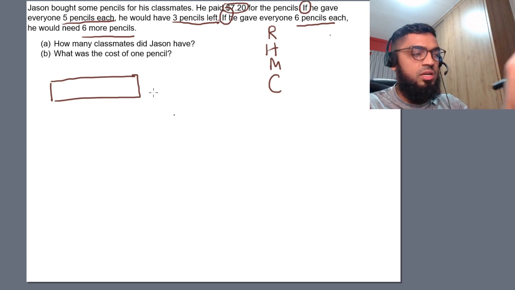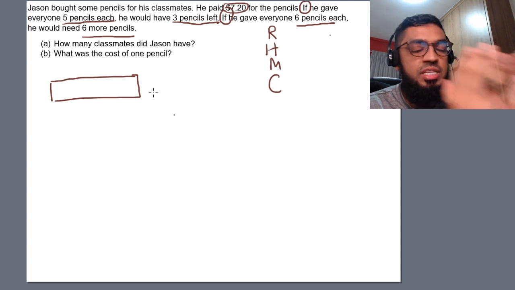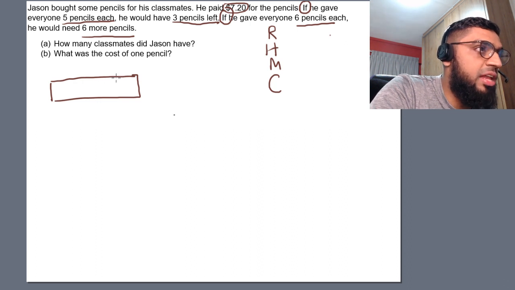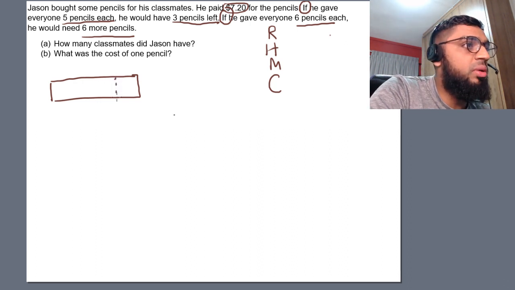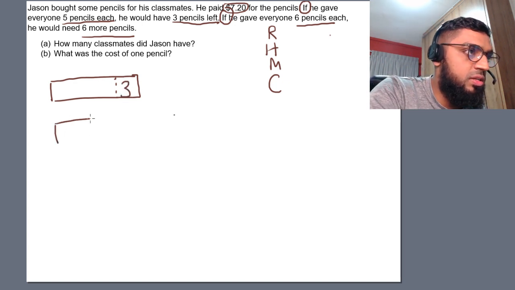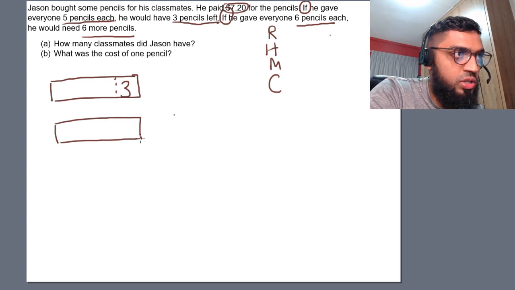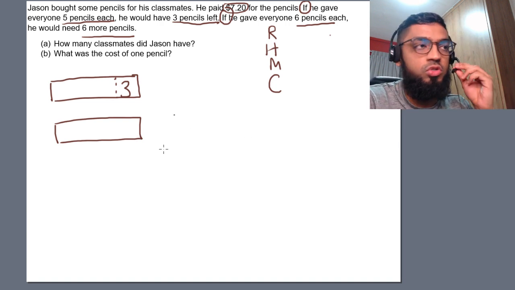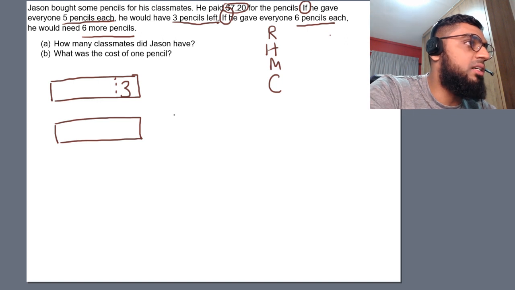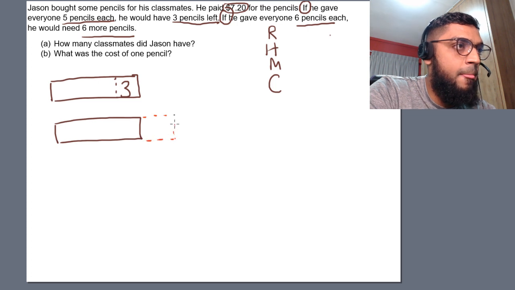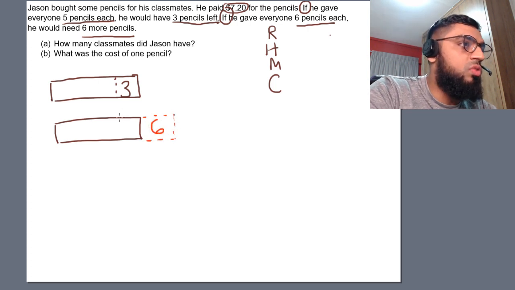Let's say this model that I've just drawn is the number of pencils that he actually has. If he gave 5 to each of his friends, he will be left with 3 pencils right here. In the second case, he still has that same number of actual pencils. But if he were to give 6 pencils to each student, he will need another 6 more, so he'll be short of 6 pencils. This is 6. From here we trace down what is the gap.